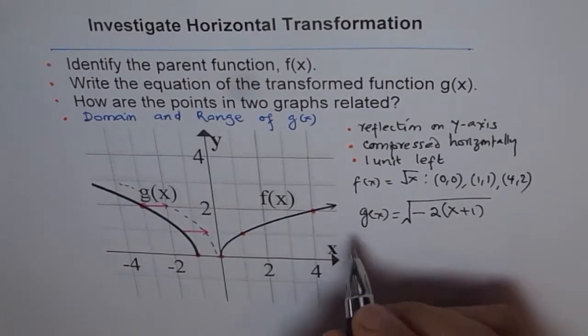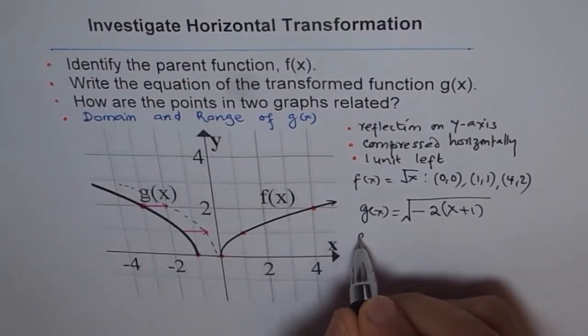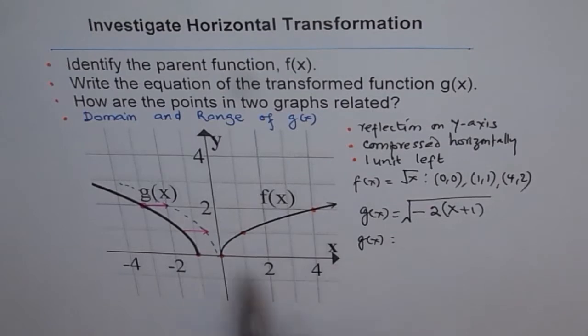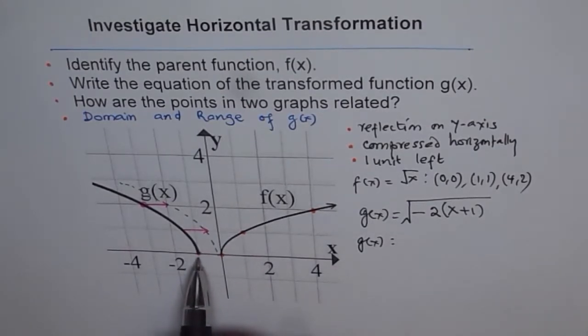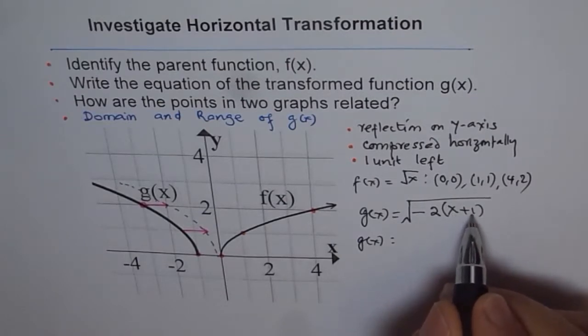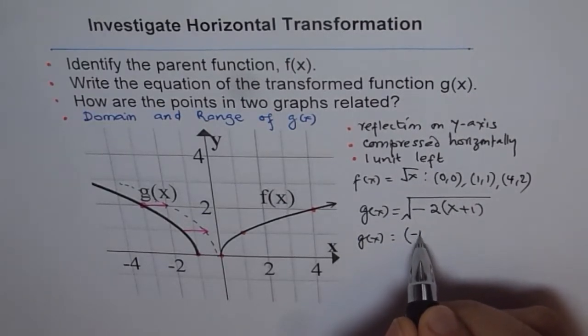Now, as I was saying, let's check the points on g(x). If I plug in an x value of -1, what do I get? So if I plug in -1, this becomes 0, and I do get 0, right? So it is (-1, 0).